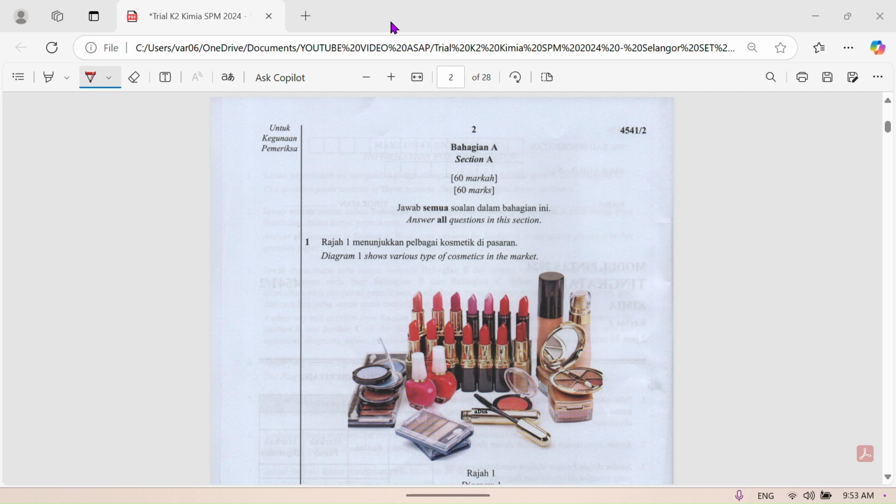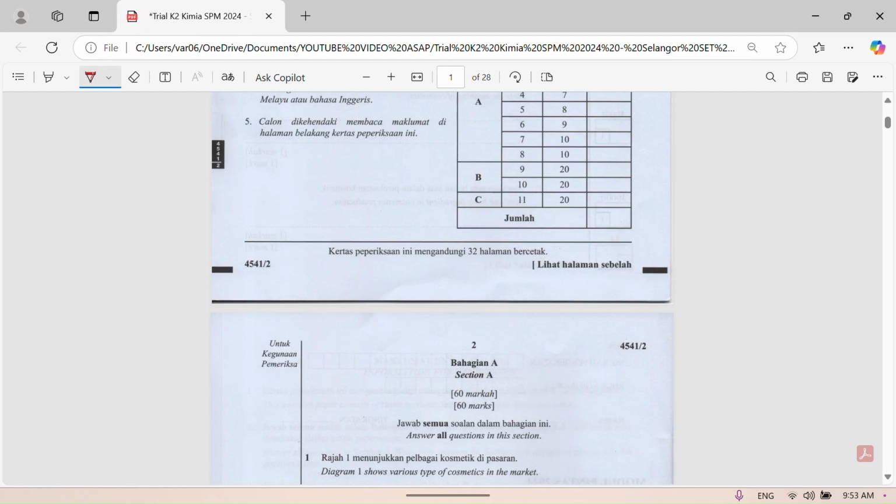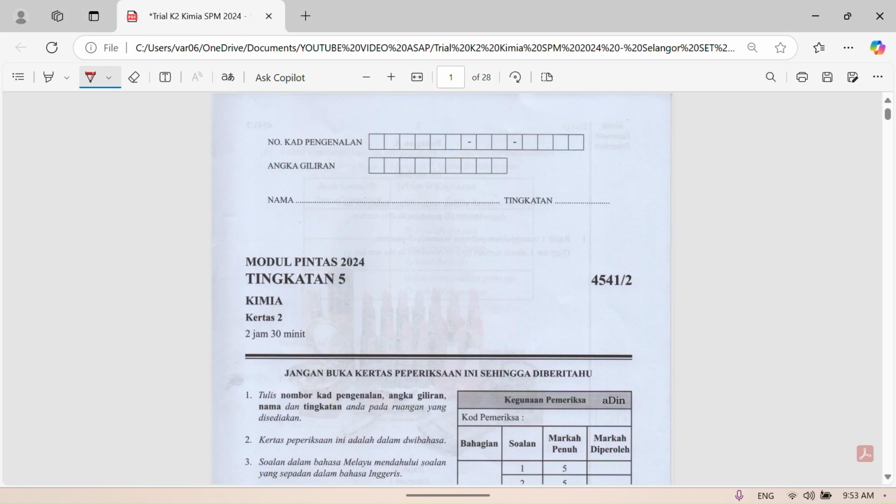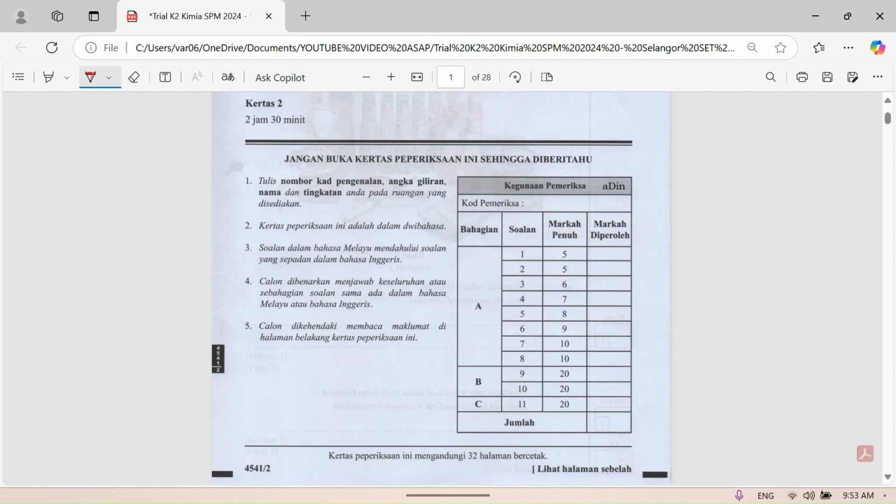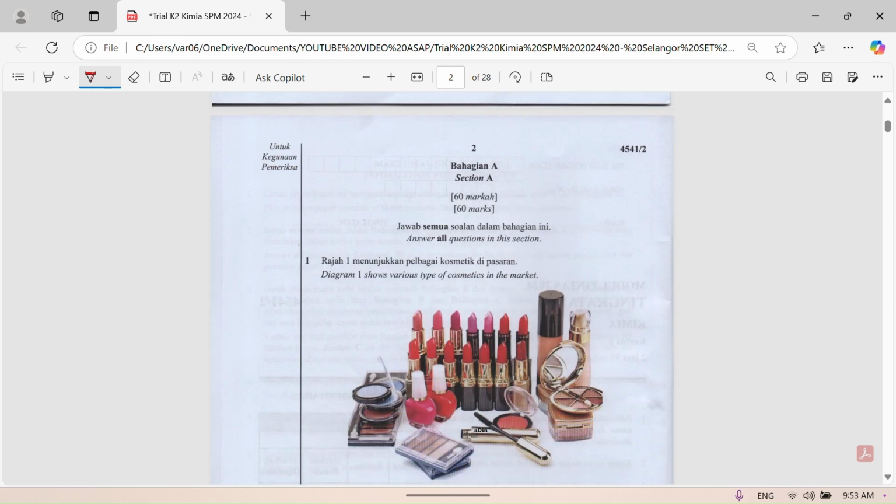Right, question number 1. Okay, before that, this is module Pintas 2024, Percubaan Selangor set 2. So let's look at question number 1. Question number 1 is basically your Form 5, Chapter 5. This Chapter 5 also involves a lot of hafalan. There are several things for you to memorize.